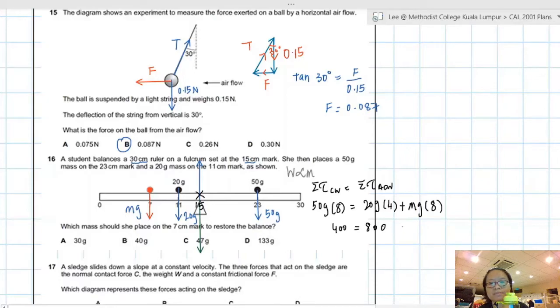As long as the units are preserved, you can see I just cancel off all the g, and then I will have m times 8, or 8m here, and I can find my m. 320 divided by 8 is 40.